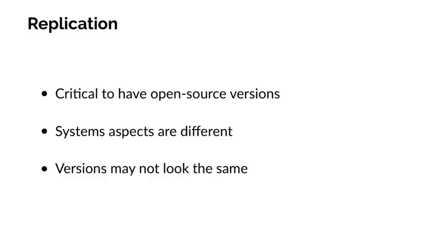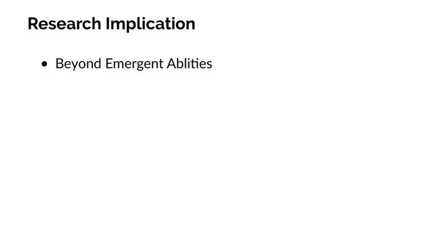There are critical system aspects that differ for how open source systems might look versus how the ones at companies are designed. So it's quite possible the open source versions may not actually look the same or may perform in different ways. Still, even if we can't replicate exactly what OpenAI did, the fact that they demonstrated this result should motivate the community to know that it's possible and that we can build one of our own. In addition, there are incredibly exciting research implications behind this work.